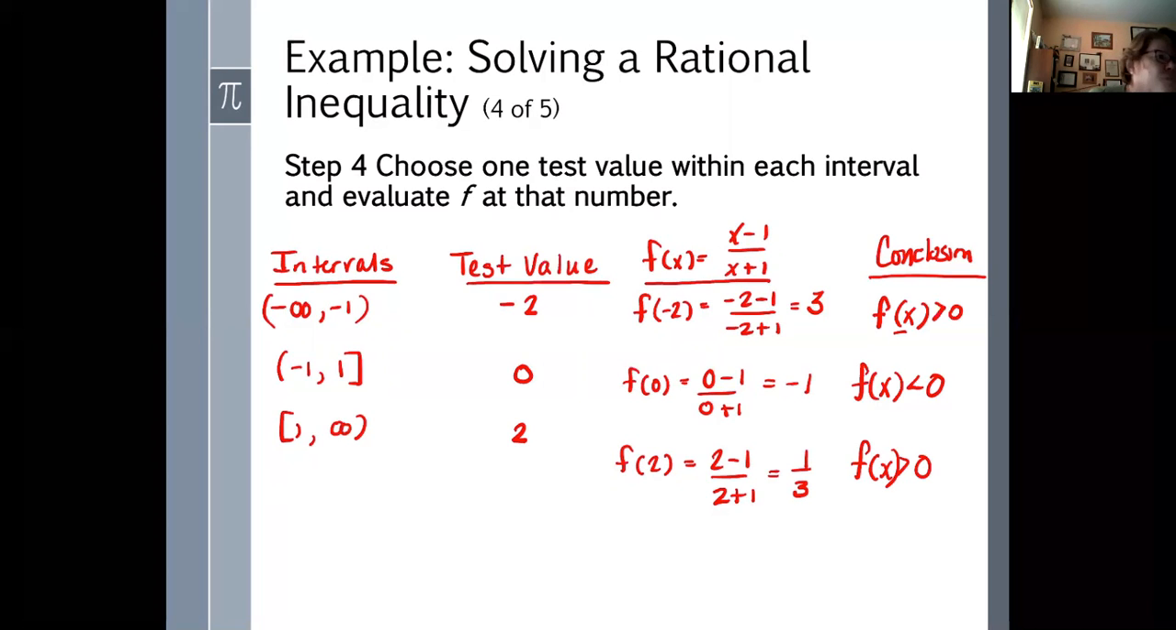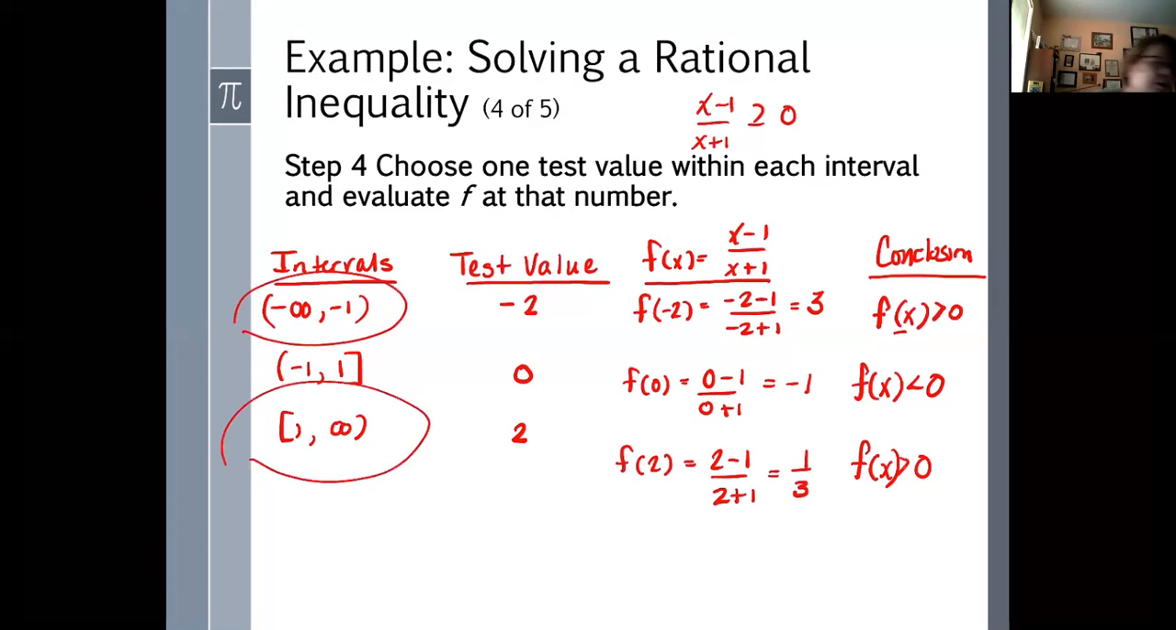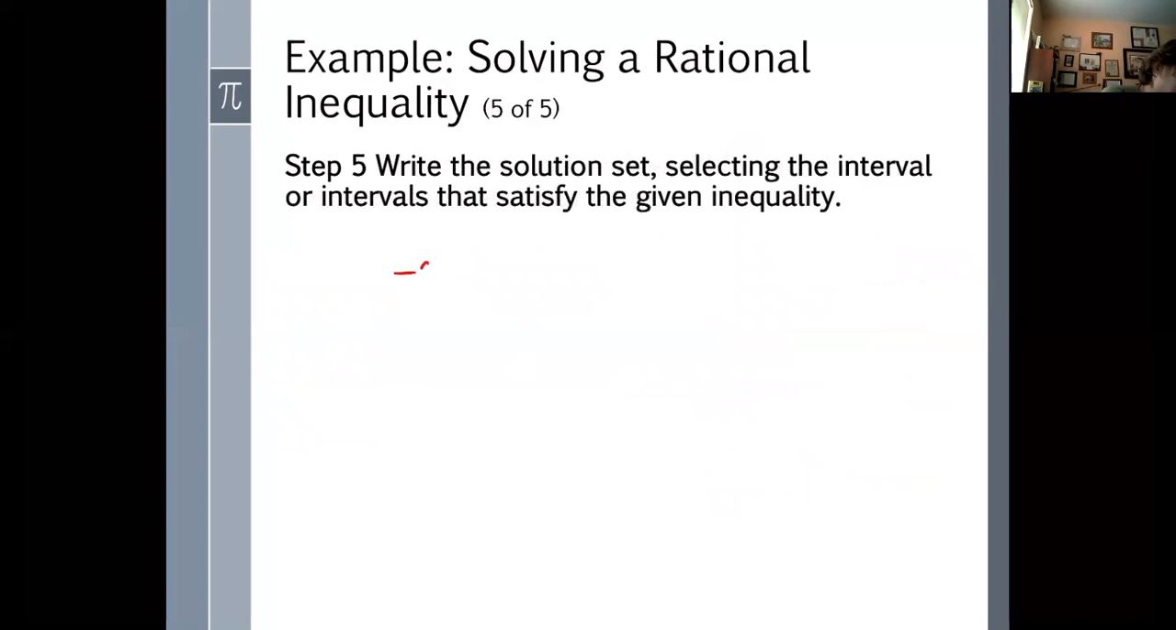So our original inequality was x minus 1 over x plus 1 is greater than or equal to 0. So we are interested in the intervals for which, when we evaluated the test value, we got a positive number. And that would be from negative infinity to negative 1 and from 1 to infinity. So our solution is from negative infinity to negative 1, union with from 1 to infinity.